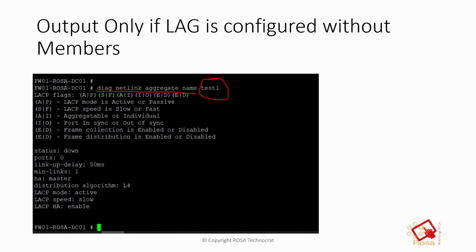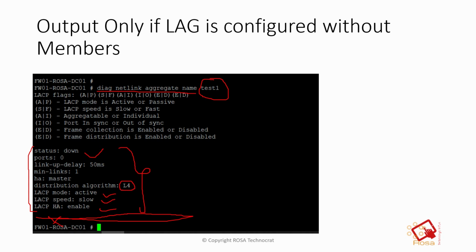So when there is no member under the aggregate interface, you will see the status here as down and no members are showing under it. Because for now there are no members here, only the configuration is shown. You can see here the default configuration we were talking about: LACP mode active, LACP speed slow, LACP HA enable, and the algorithm.